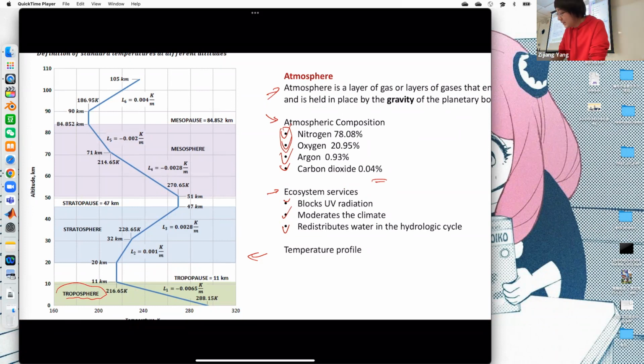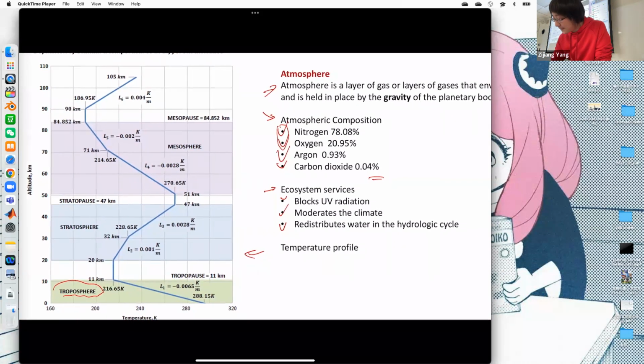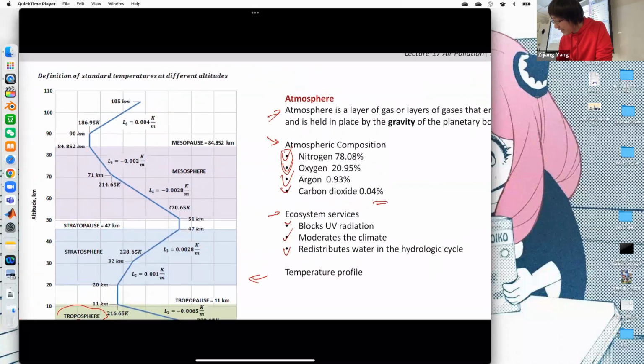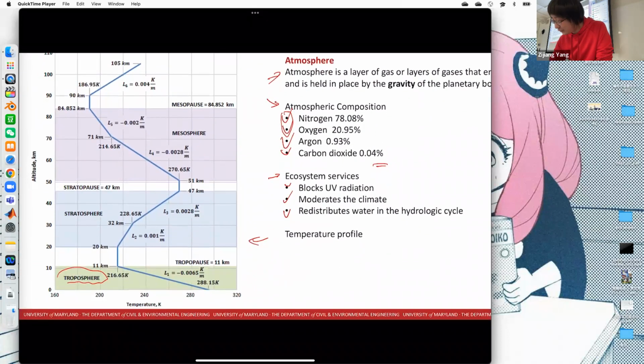And from this figure, we can see that the y-axis refers to the altitude, like the height, and the x-axis is the temperature, in K. But we can see that for the troposphere, the temperature is decreasing with height, which means the higher it is, the colder it will be.